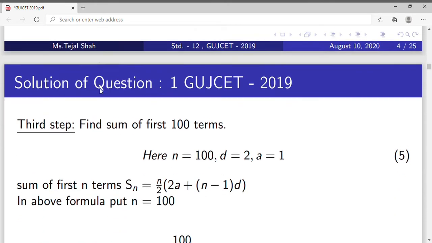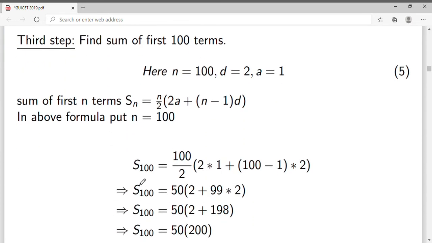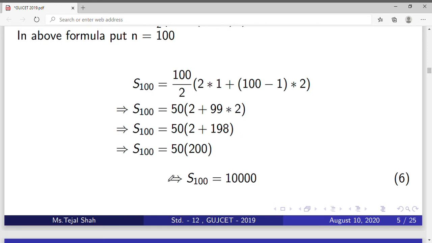So first write all these values. Number of terms n equals 100, d equals 2, and a, the first term, equals 1. The sum of the first n terms, S_n, is n by 2 times (2a plus (n minus 1)d). Now put all these values in this formula. So we get S_100 equal to 100 by 2 in bracket 2 into 1 plus 100 minus 1 into 2. After multiplication and simplification, S_100 is equal to 50 into 200. So ultimately S_100 is equal to 10,000. What does this value indicate? This value indicates the summation of r from 1 to 100 of determinant of A_r.